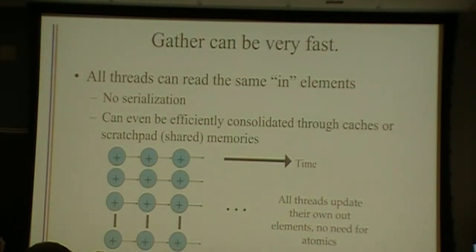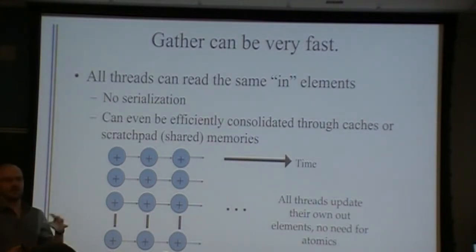So gather can be fast. It fixes the problem that we had with scatter being slow. So first of all, there's no serialization. But even better is that we can take advantage of the fact that many of the threads are accessing the same elements of the input at the same time. Right?